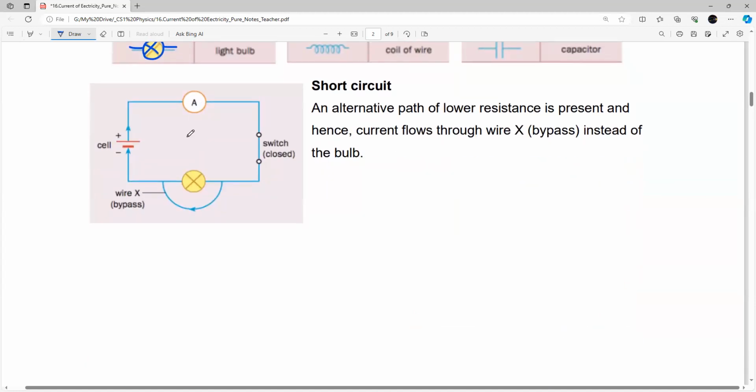This again shows a short circuit when you actually have a wire across the load or across the bulb. Electrons will flow through the circuit, and when it reaches the bulb, it will actually bypass, which means it will go on the least resistance path, causing a short circuit.